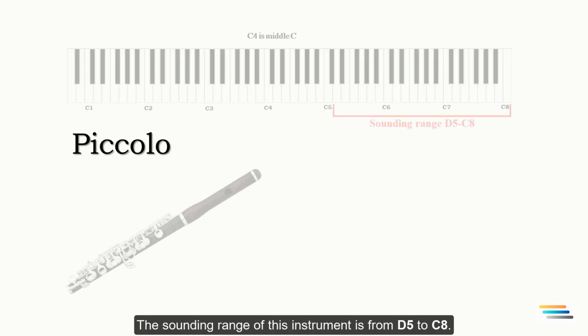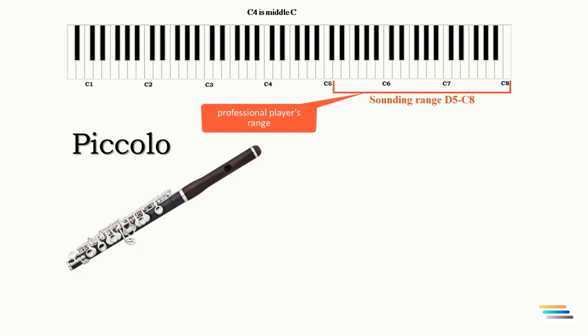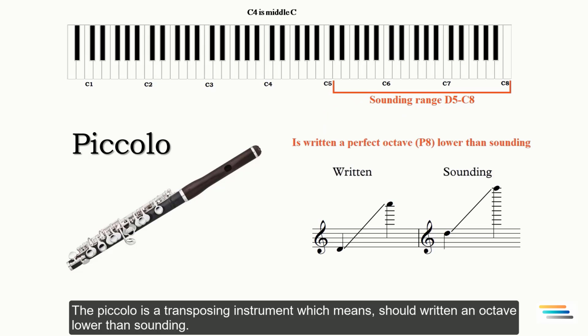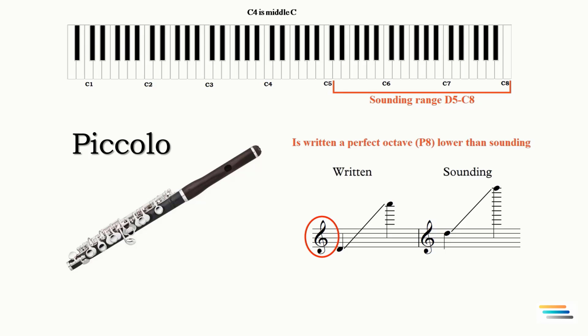Piccolo. The sounding range of this instrument is from D5 to C8. The piccolo is a transposing instrument, which means in the score it should be written an octave lower than sounding. Notation is written only in treble clef.